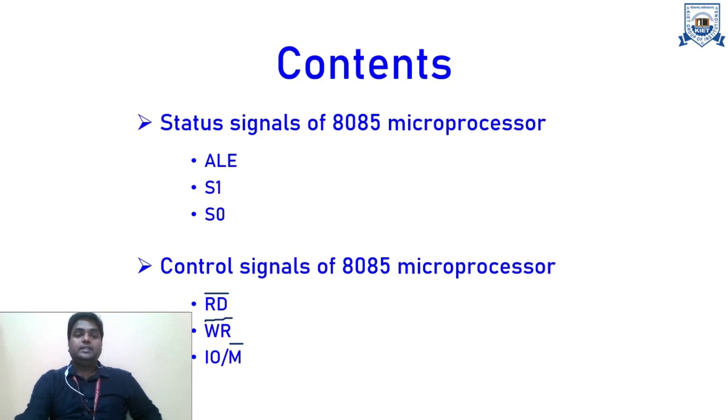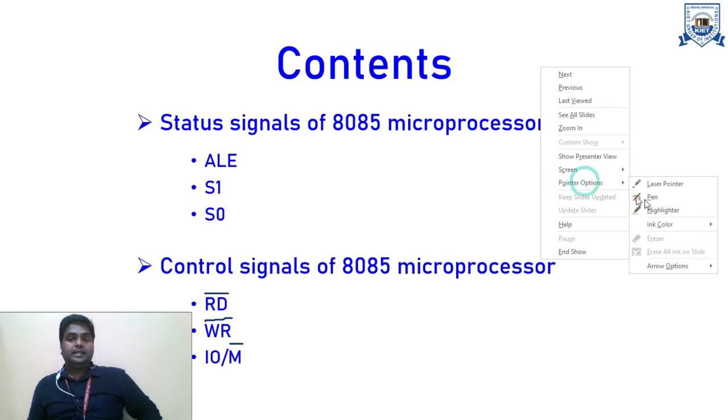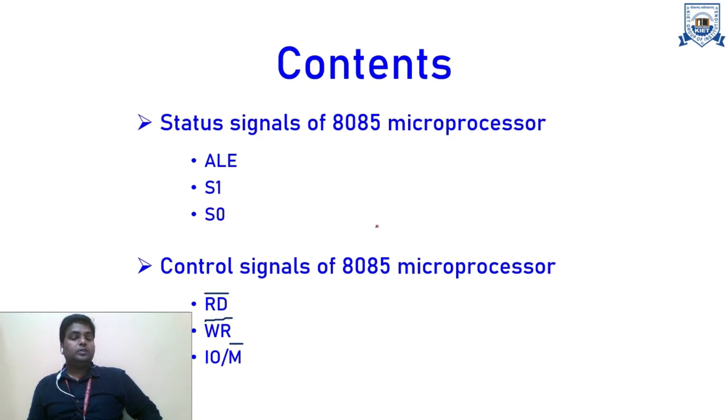So these are the contents for today's lecture. First of all, we will discuss the status signals of the 8085 microprocessor, and then we will focus on the control signals of the 8085 microprocessor, that is read, write, and input output, oblique M, and complement. In the same way, the status signals are address latch enable, S1 and S0.